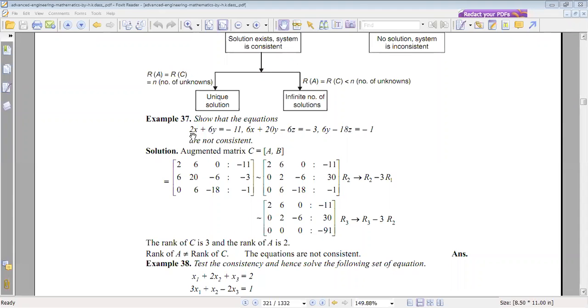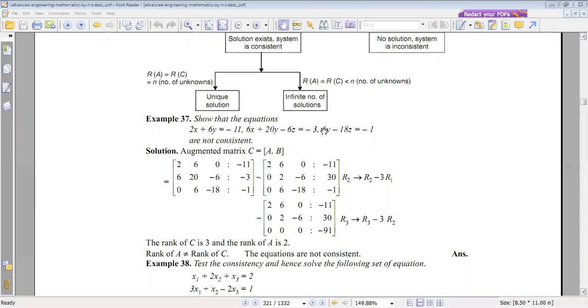See here, what is A? What is the coefficient of X? It is 2. Coefficient of Y is what? 6. Is there any Z? No. So the coefficient of Z will be 0. This is the matrix B, so this is minus 11. Again, coefficient of X is 6, coefficient of Y is 20, coefficient of Z is minus 6. And what is the constant here? It is minus 3.